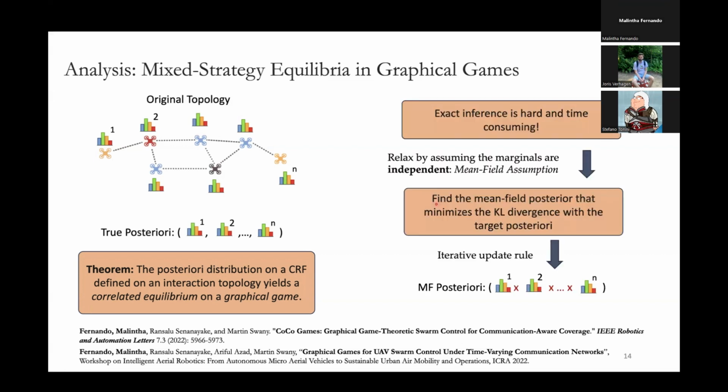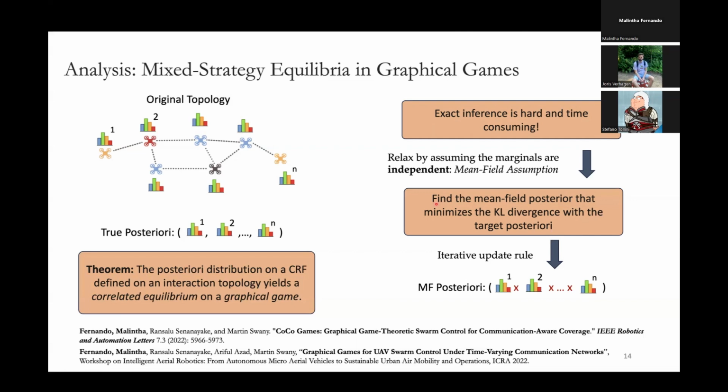But the problem is, if we have a large number of robots in the system, taking the whole interaction topology and then doing exact inference on this to calculate the posterior distribution is going to be very hard. For example, if you have a very large action space, this is going to be really difficult. So we relax this by using a mean field assumption.